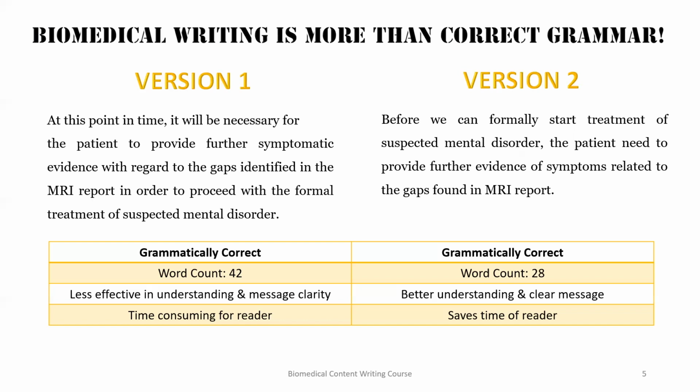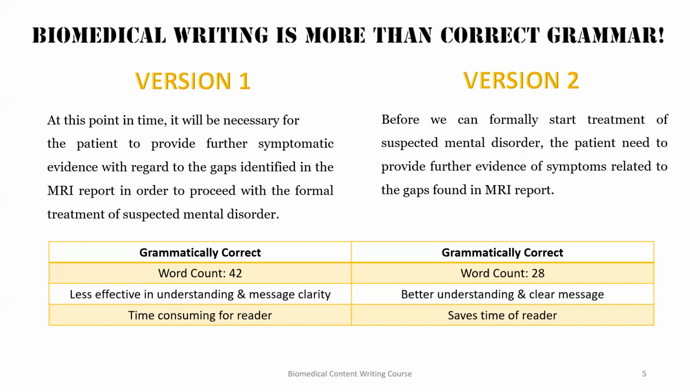So you can see both these versions are grammatically correct. But if you compare version 1 with version 2, you'll find that version 1 has a word count of 42, whereas version 2 has just 28 words. You have to understand that in writing, each and every word takes space. It has a cost. If you are adding more words without adding any meaning, that is not good writing. The fewer the words, the more the meaning, and the more powerful your writing.